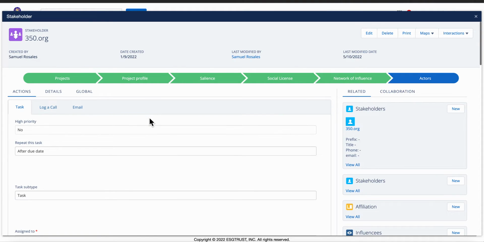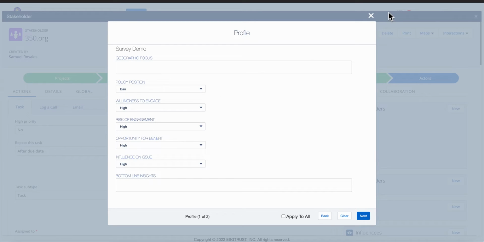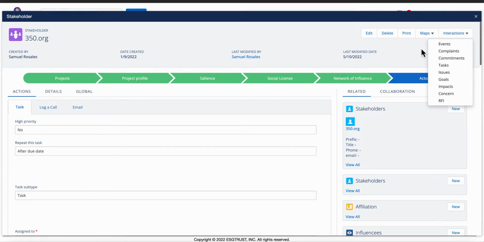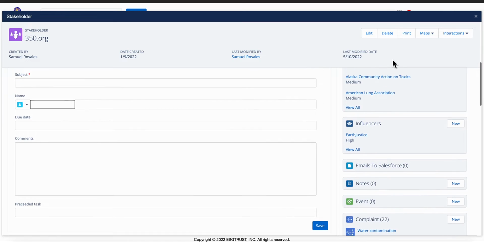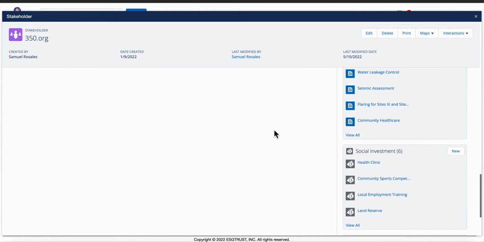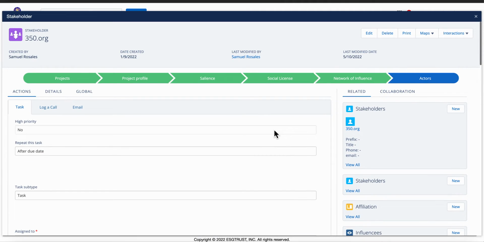Now, we can also drill down into the stakeholder record, not only to see which projects they are part of, what is their profile in terms of interest, influence, etc., what's their network of influence, but we can also document any kind of interaction that we had with that stakeholder. So it's all in one single source of truth in a stakeholder record, so we can manage that relationship in real time.